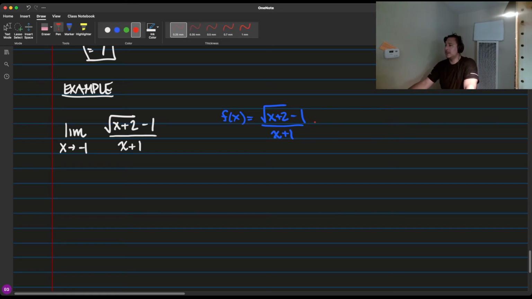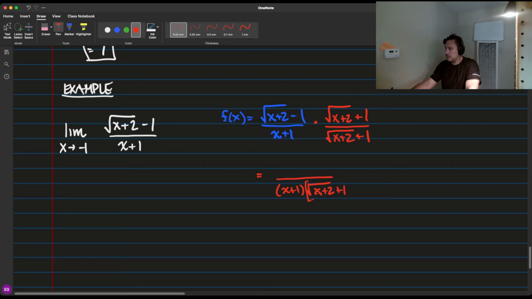So you might remember the conjugate from pre-calculus. The square root of x plus 2 minus 1: the conjugate of that is square root x plus 2 plus 1. If you multiply by this, it's the same as multiplying by 1. So you're multiplying by the conjugate. An interesting thing happens. On the bottom, you get x plus 1 times square root x plus 2 plus 1.